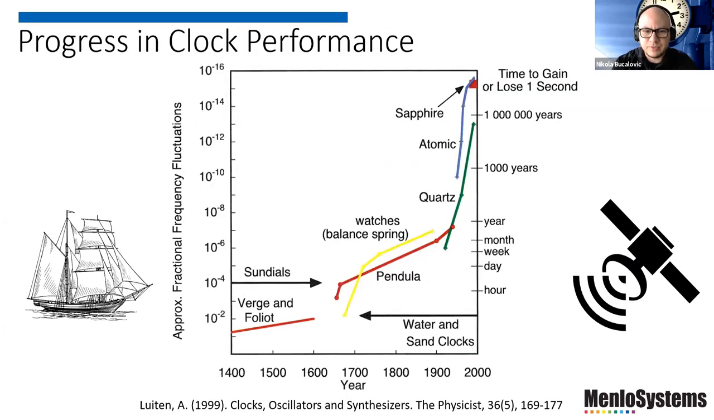Here we see the progress of the development of clock performance. And you know, in the 18th century, somehow the globalization started, and the fleet of merchant ships were having problems to determine their position in the ocean. So for the longitude problem, there was a competition to develop ever better performing clocks. The Harrison maritime chronometer was the beginning of the development of precision time metrology.